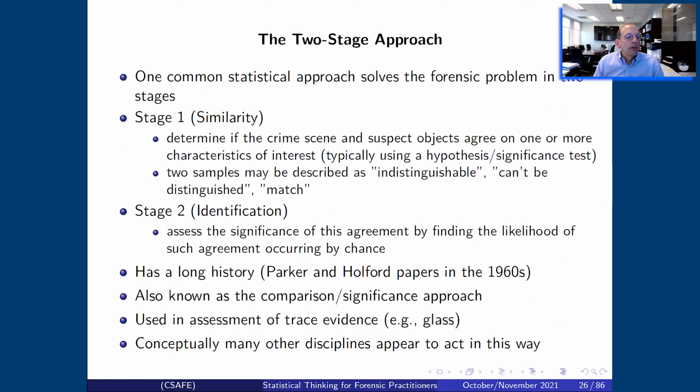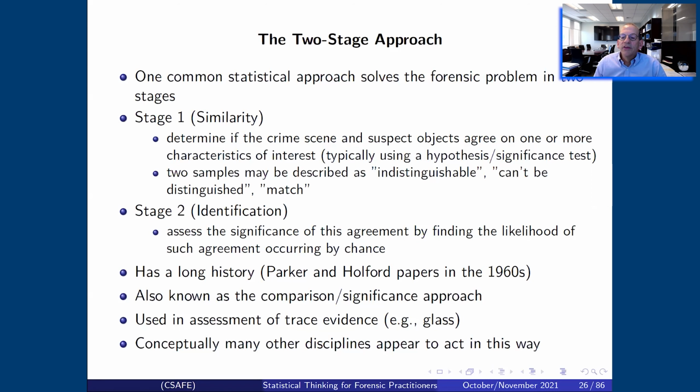The second approach I wanted to discuss is what's known as the two-stage approach. It tries to break the forensic comparison problem into two steps. The first step, can we determine whether the crime scene sample and the known suspect sample agree on a set of characteristics? And that question is somewhat similar to the hypothesis test question we talked about last time. And if so, we would say the two samples are indistinguishable. Two samples can't be distinguished. We might say they match, although many people don't like that term.